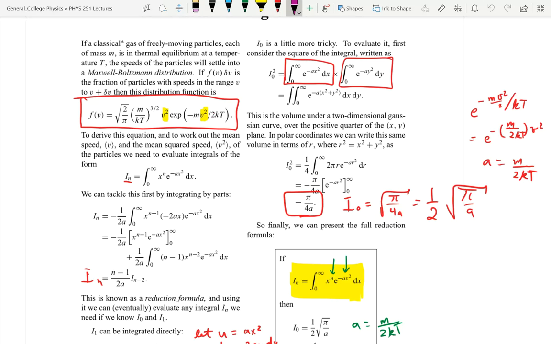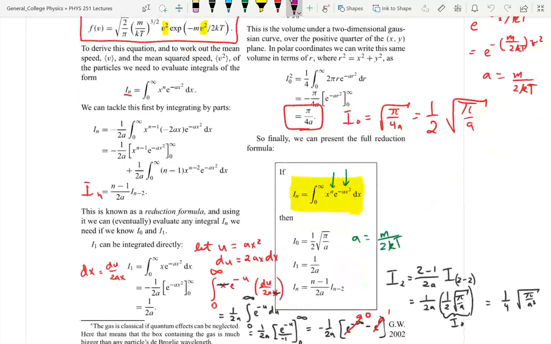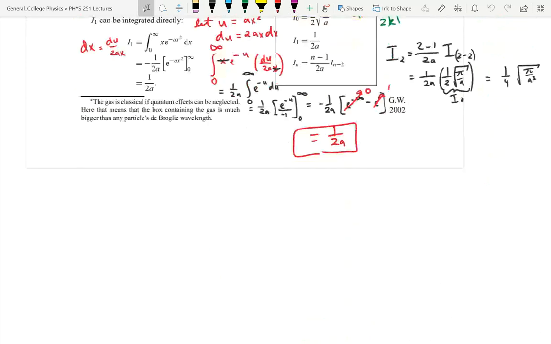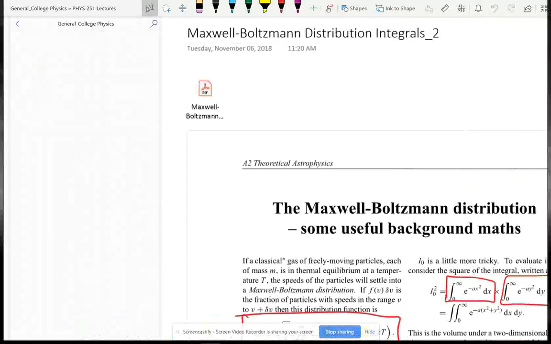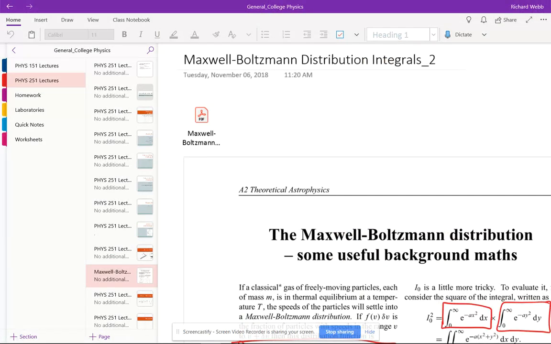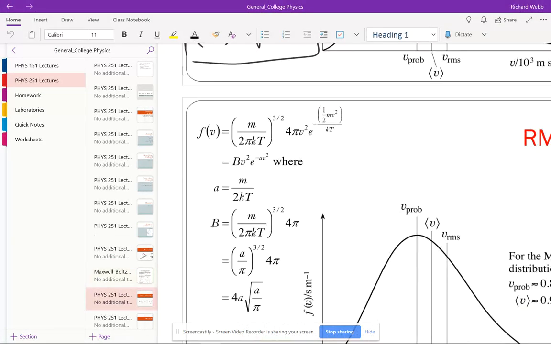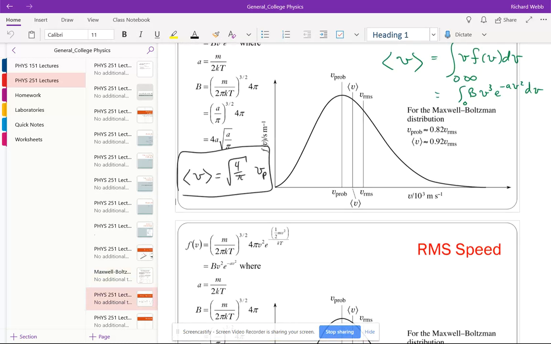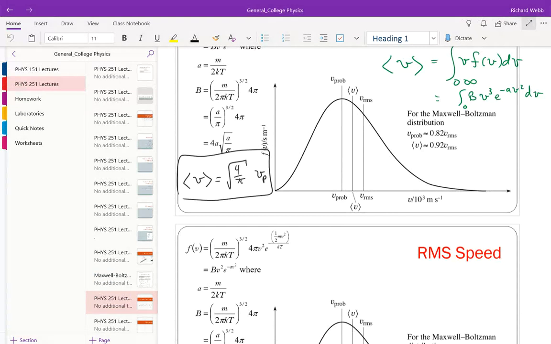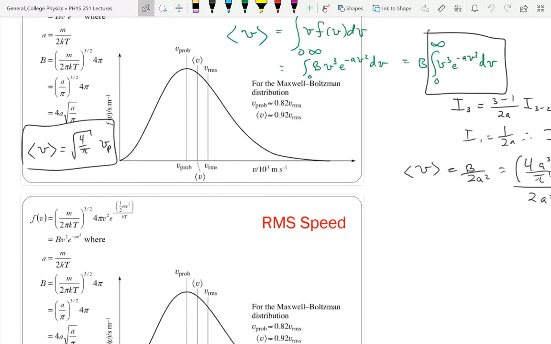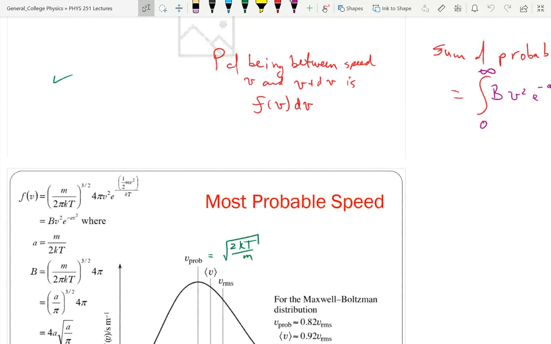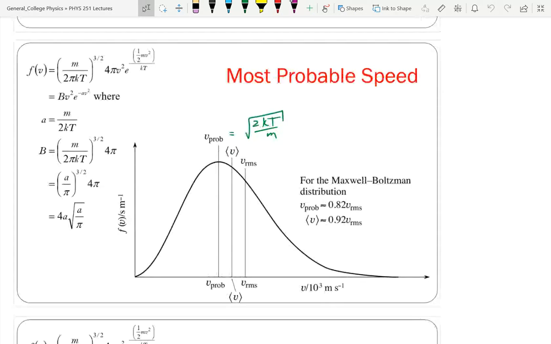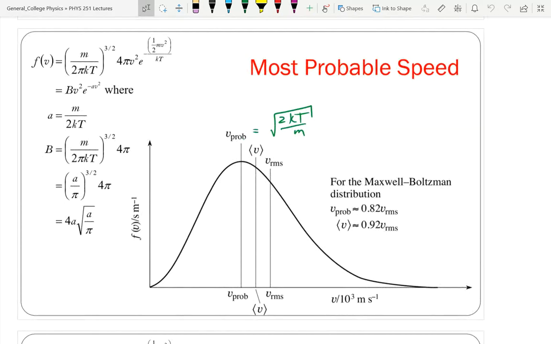And so one thing that you could have would be you're given the Maxwell-Boltzmann distribution and you have to find one of the things that we found on this page here. So it'd basically be reproducing what we did. So what we did here is we found the most probable speed. The most probable speed is finding where you have a peak on that distribution.